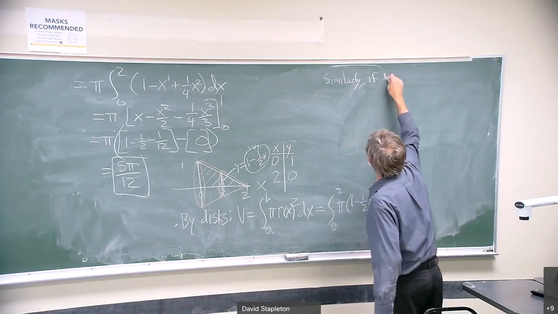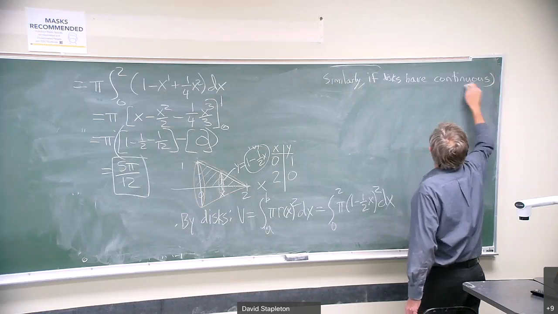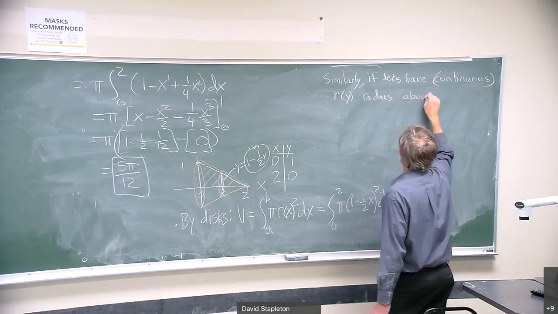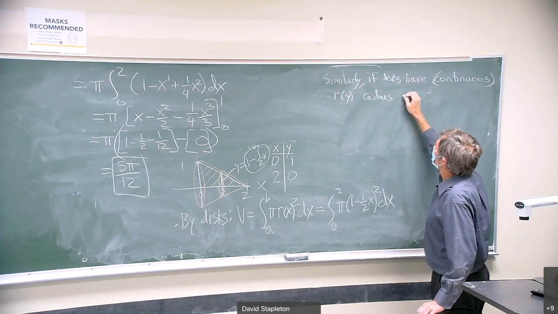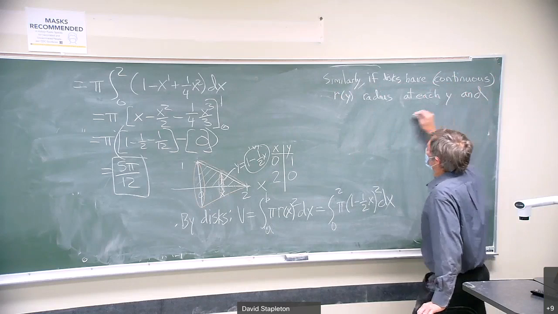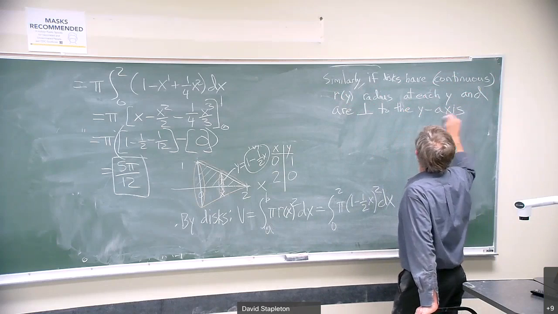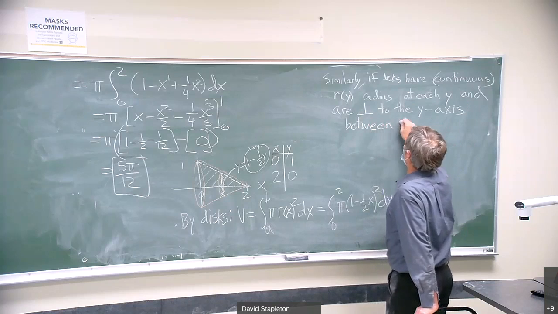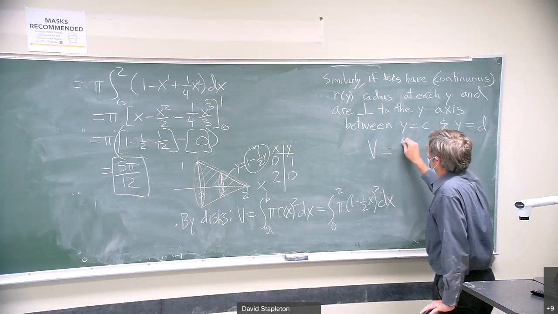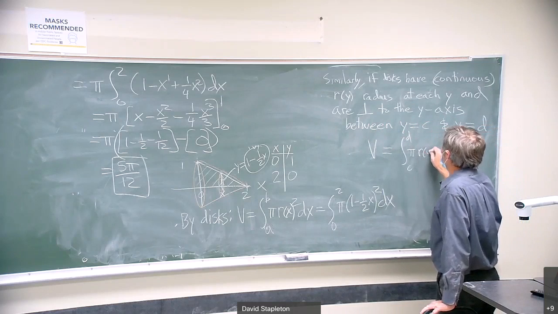if disks have a continuous radius function r of y, and are perpendicular to the y-axis at each y, between y equals c and y equals d, then the volume of the solid so generated is the integral from c to d of pi times r of y squared dy.